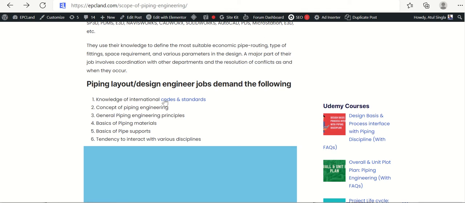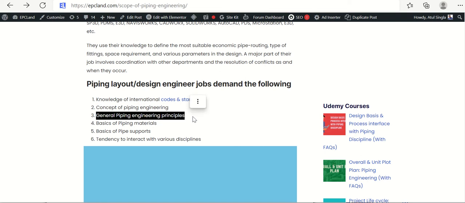Knowledge of international codes and standards, right? There are so many codes and standards. They have to have the basic knowledge because they have to interact with many people. They have to implement a lot of technical things during the live projects. Then concept of piping engineers. What is piping engineer? They need to understand first general piping engineering principle.